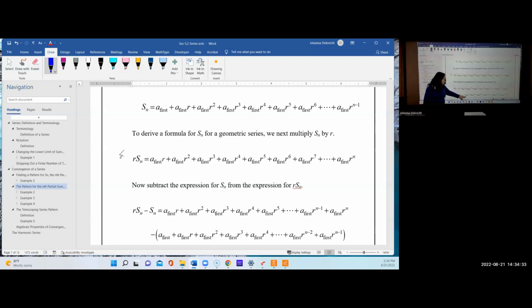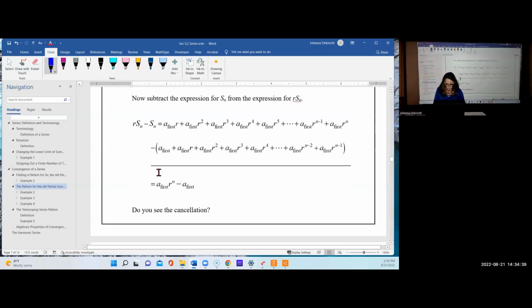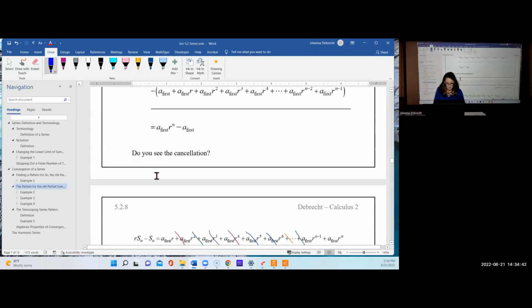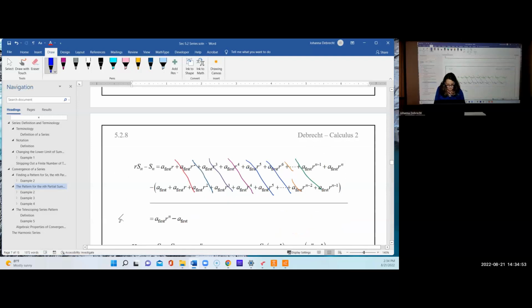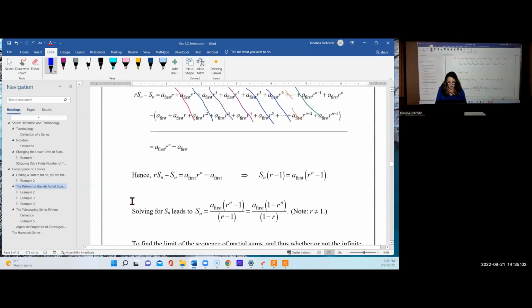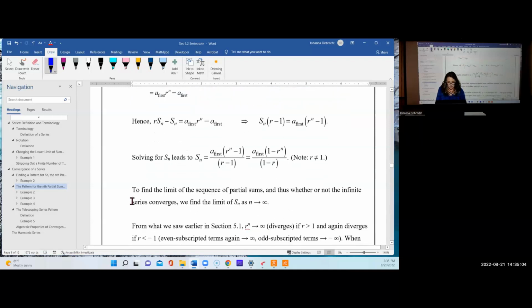When we subtract S sub n from r S sub n, the common terms are going to cancel each other out. We're going to get a lot of cancellation, and we're going to end up with a first times r to the n minus a first. And if you're not seeing the cancellation, I have a picture of it here with each of the like parts being subtracted out. It looks like my things have scooched over a little bit, but you can kind of see where it comes through, and we get a first r to the n minus a first.